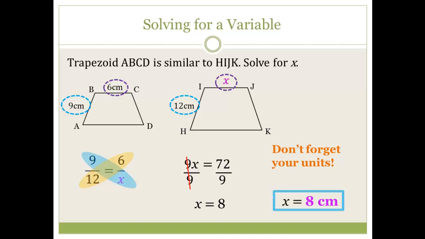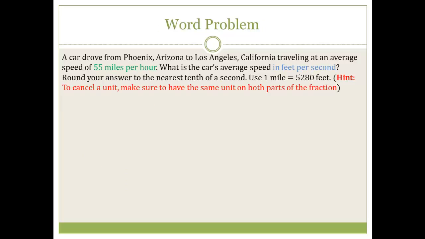A car drove from Phoenix, Arizona to Los Angeles, California, traveling at a speed of 55 miles per hour. What is the car's average speed in feet per second? Round your answer to the nearest tenth of a second. Use 1 mile equals 5,280 feet. Hint: to cancel a unit, make sure to have the same unit on both parts of the fraction.